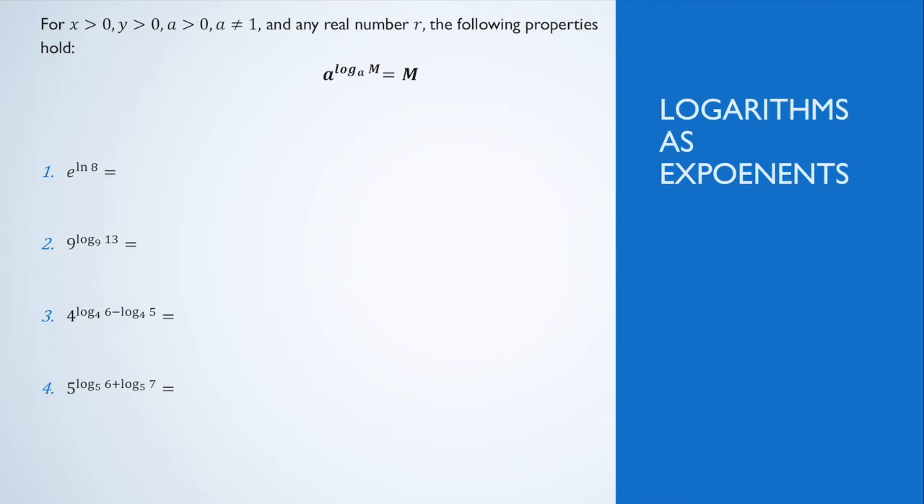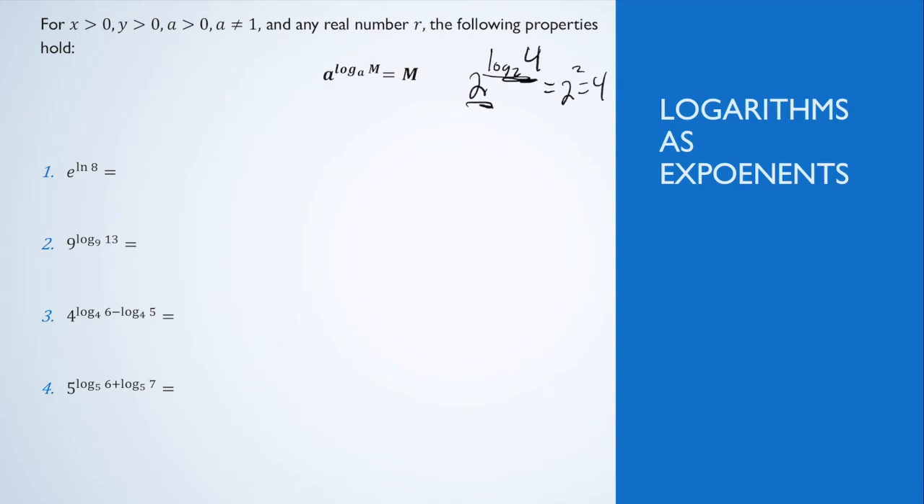Next, I want us to talk about logarithms as exponents. So if I have a to the log base a of m, that's going to equal m. Okay? Maybe we work through a really tiny example. If I had 2 to the log base 2 of 4, well, log base 2 of 4 is 2, so I get 2 squared, which is indeed 4. So that's why this property works.